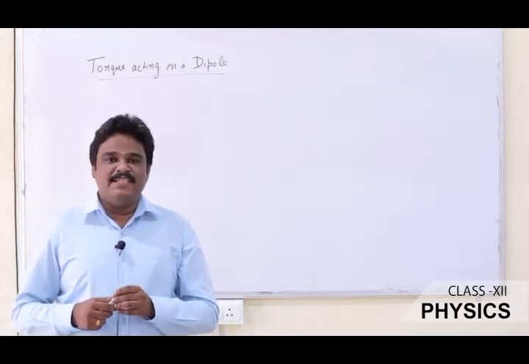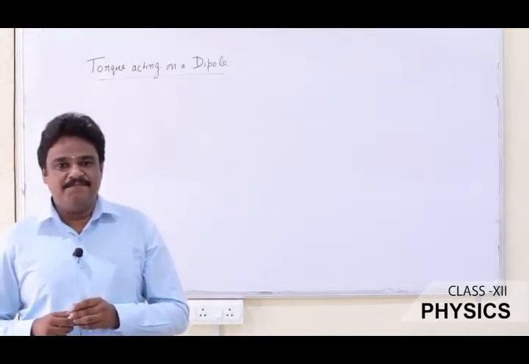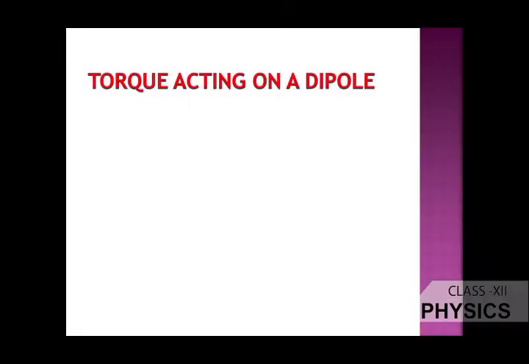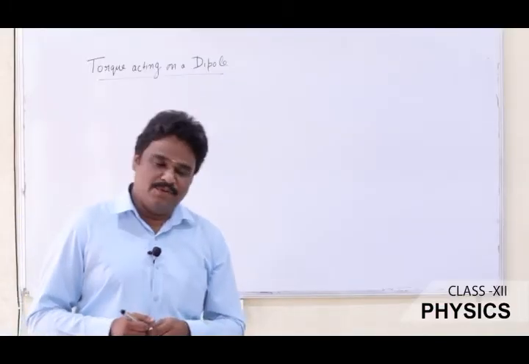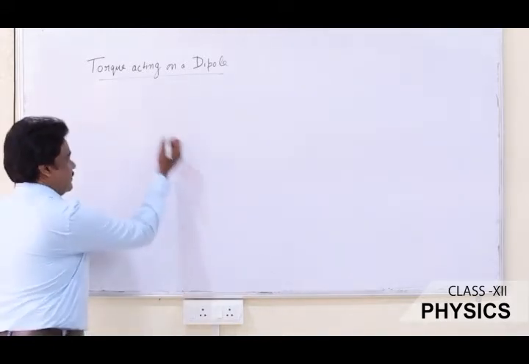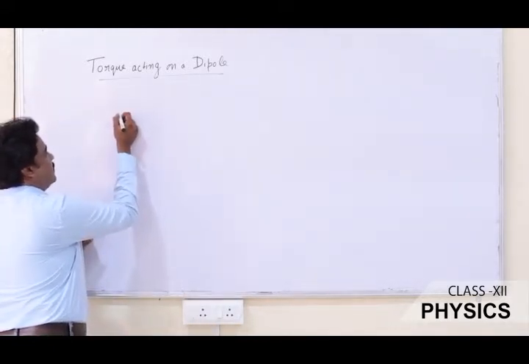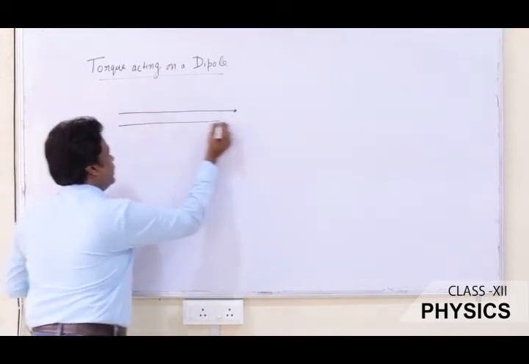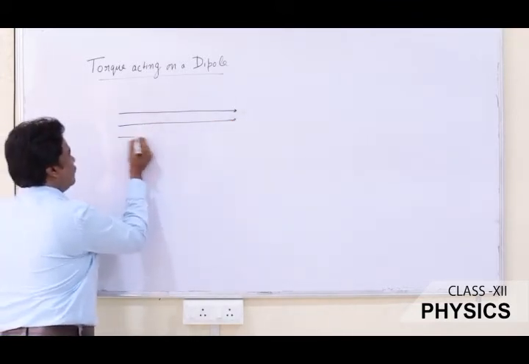So I am going to continue with the concept of electric field. Today I am going to focus on the topic of torque acting on a dipole. We are going to derive an expression for torque acting on a dipole. So let us consider, I am going to start with a uniform electric field.